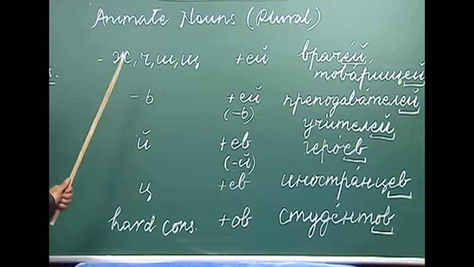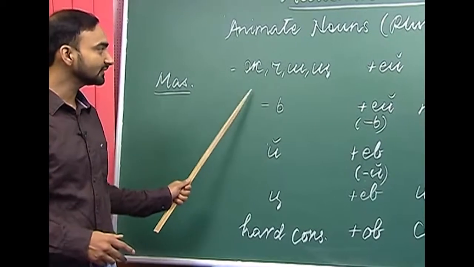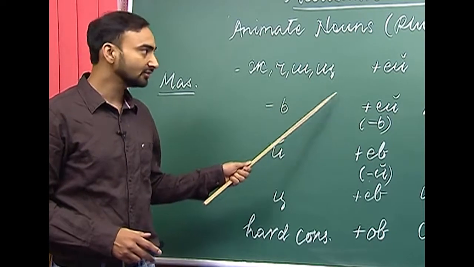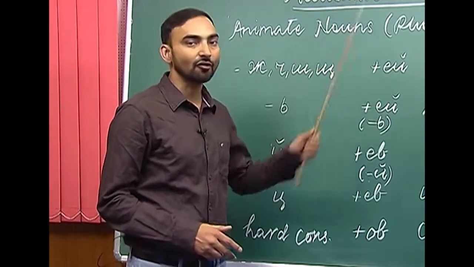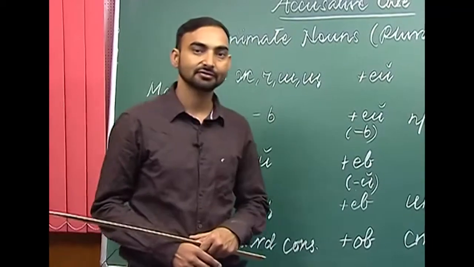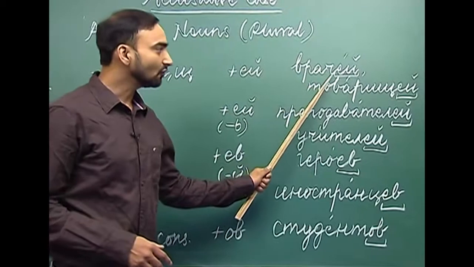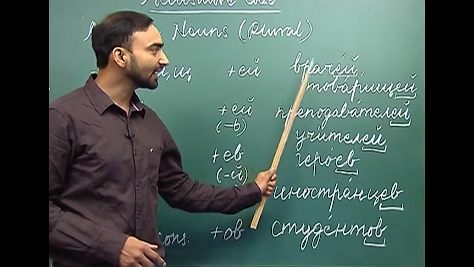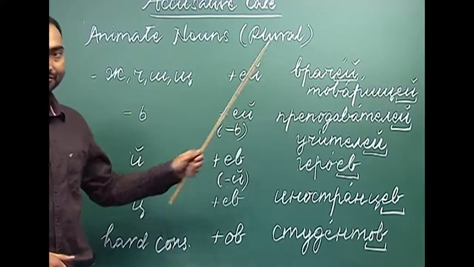So, let us start with the first point. If the animate noun which is masculine ends with these consonants either ж, ч, ш or щ, then we add ей to make its accusative case form. For example, врач, врач is doctor, врач as you can see ends with ч, which is here. So, what do we do to make its accusative case? We add ей, and так it becomes врачей. So, врачей is the accusative case form of the noun врач.